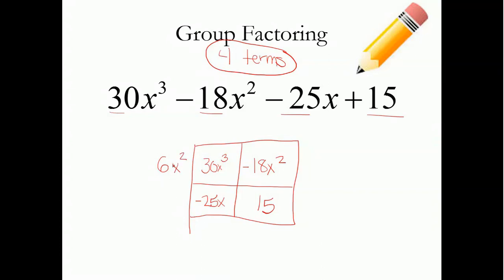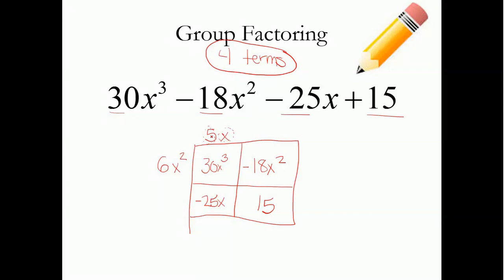Now, here's when I can start asking multiplication questions. 6 times something right here has to give me 30. Okay? So 6 times what gives me 30? Well, that's just 5, right? x squared times something right here needs to give me x cubed. Well, I still need one more x, right? So I'll have an x left behind.